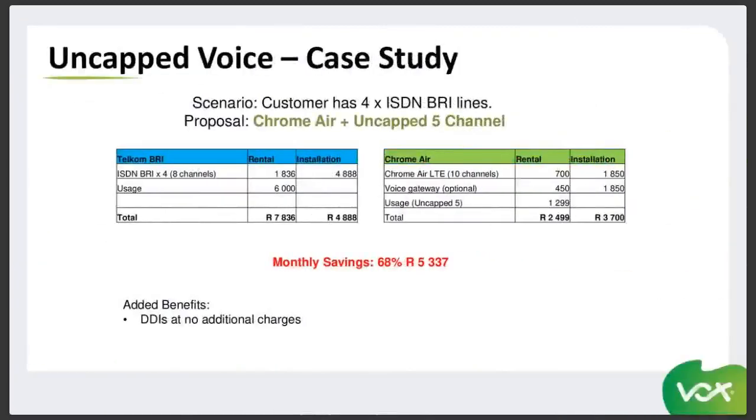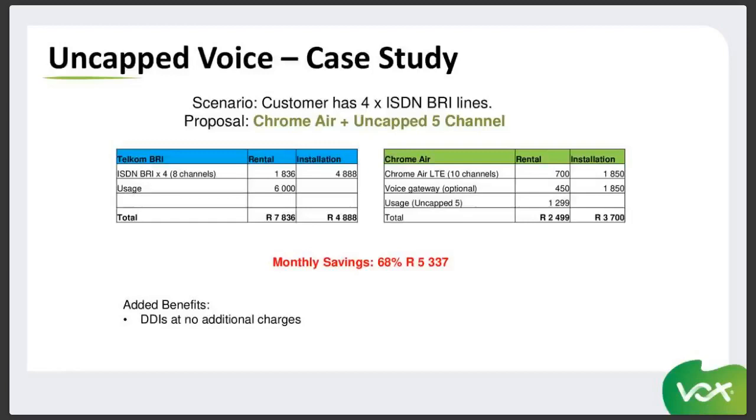A typical case study here incorporates an uncapped 5-channel product together with our Chrome Air solution. The scenario is as follows. We have a customer that has 4 ISDN BRI lines. We want to replace that technology with a Vox voice solution, and the solution is Chrome Air with the uncapped 5-channel bolted on. And again, if you look at the table with the blue headings on the left-hand side, the customer is typically paying around 7,800 Rand a month for his line rental plus 6,000 Rand usage.